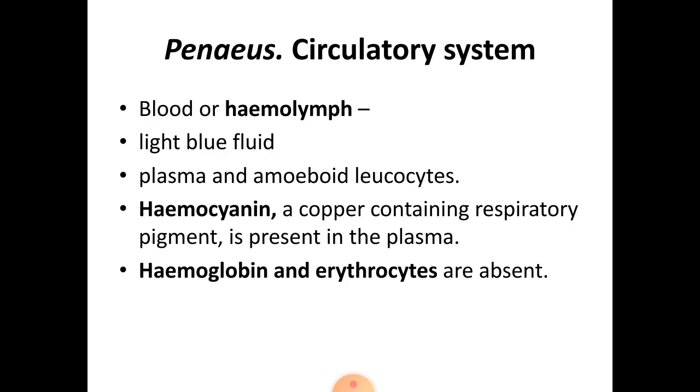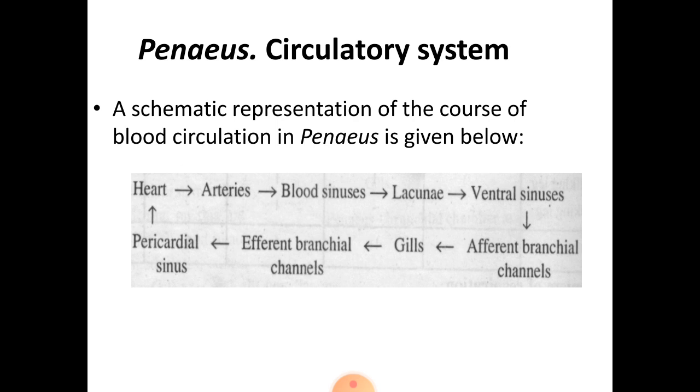Here, the blood is known as hemolymph. It is a light blue fluid which contains plasma and amoeboid leukocytes. And the respiratory pigment is a copper containing pigment present in plasma known as hemocyanin. That is why the blood is blue in color. Here the hemoglobin and erythrocytes are absent.